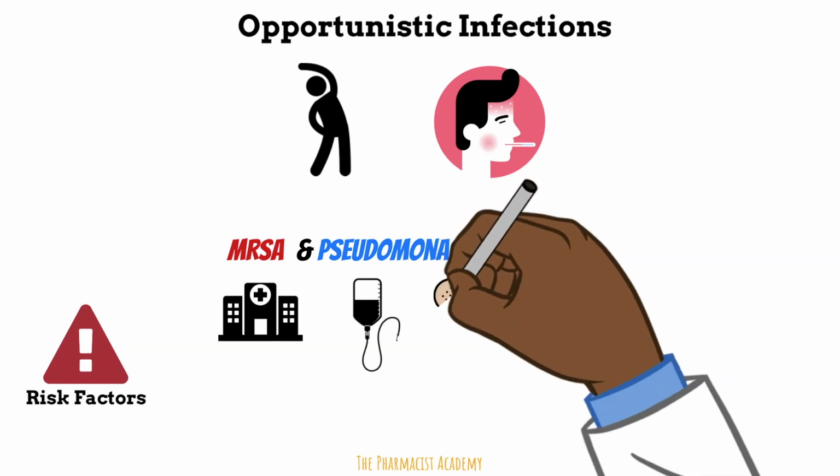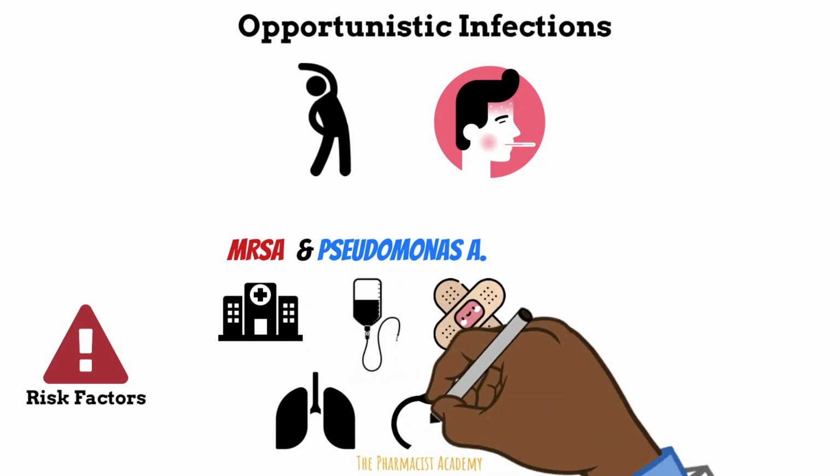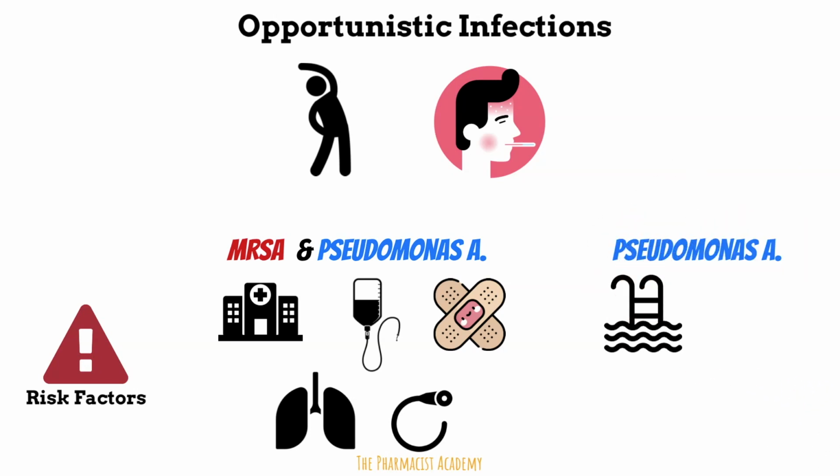Other risk factors include having open wounds, since MRSA lives on our skin, having structural lung diseases such as cystic fibrosis, and long-term indwelling catheters. Another thing I wanted to mention for Pseudomonas is that it's commonly found in the environment, especially in fresh water, so jacuzzis and pools. In the hospital setting, it can also be found on sinks, ice makers, and medical instruments like endoscopes.